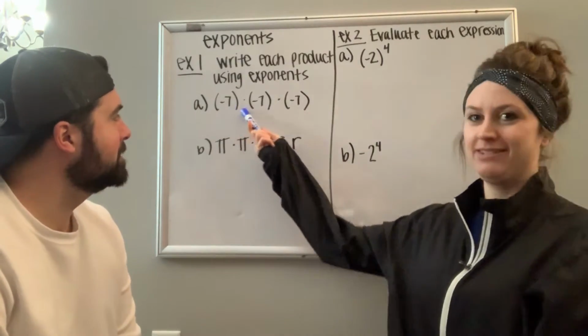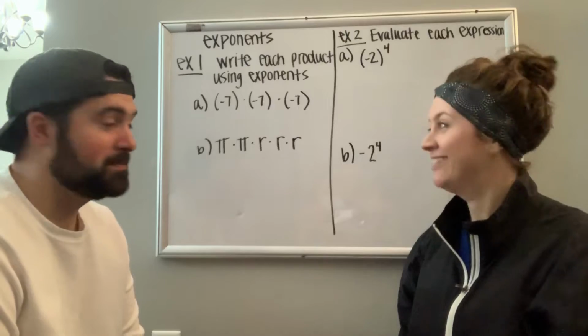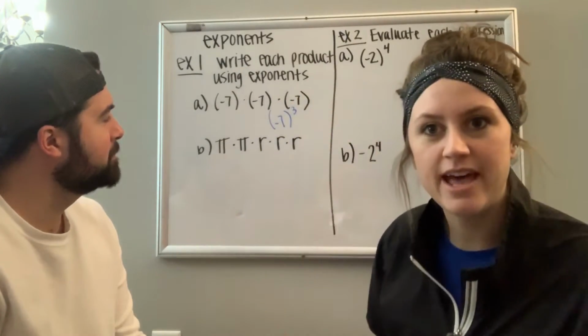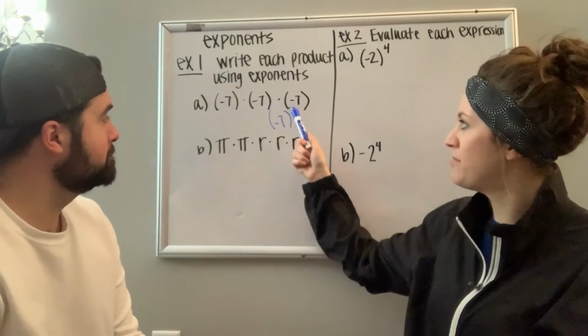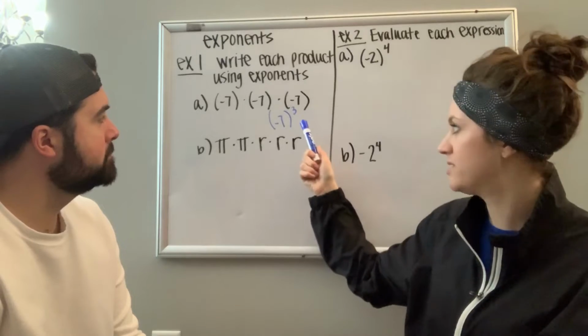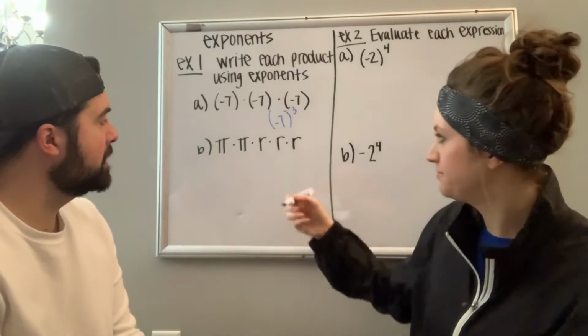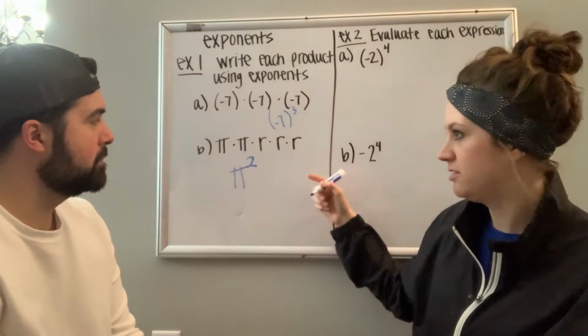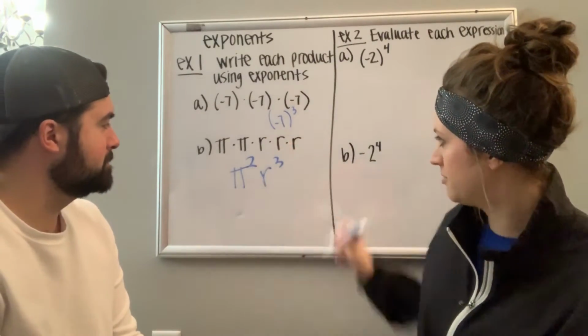All right, so Mr. Samuels, how many -7s do you have? I see 3. Good job. Can you guys see that? Good. All right, so because there's 3 of them, make sure that there's a negative. You always put that in the parentheses. Keep it in the parentheses. How many pi's do you have? I see 2. So it's pi to the 2nd power, and how many r's do you have? 3. R to the 3rd power.